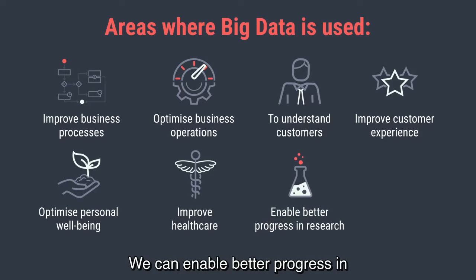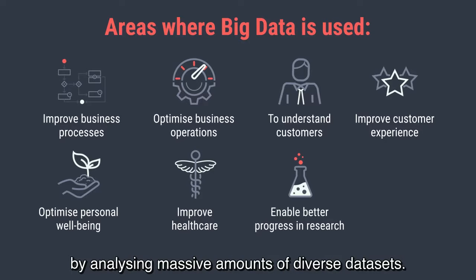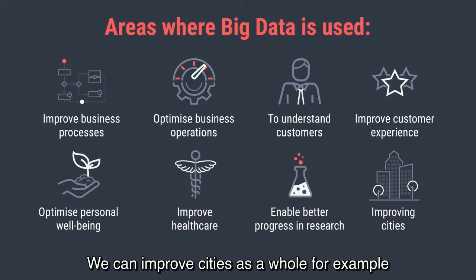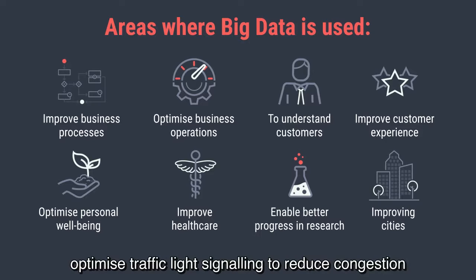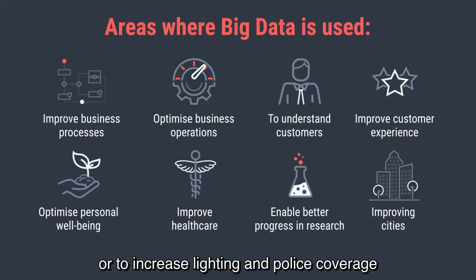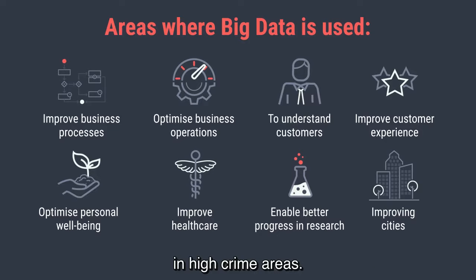We can enable better progress in science and medicine and research by analyzing massive amounts of diverse data sets. We can improve cities as a whole, for example, by using big data analytics to optimize traffic light signaling to reduce congestion or to increase lighting and police coverage in high crime areas.